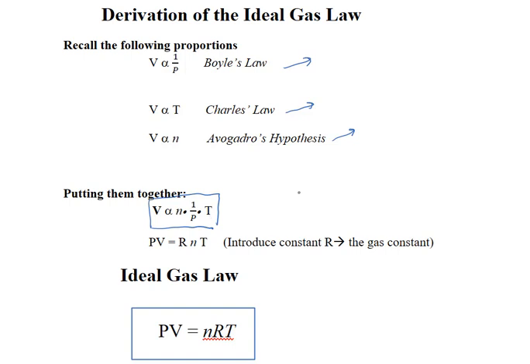Now we also know from previous lessons that in order to change a proportion into an equation, we need to introduce a constant. And the constant that we're going to introduce here is R, which is the gas constant. Now if I clean this up a little bit, I can move my P over to the other side. So I have P times V is equal to RNT. And then traditionally we look at the ideal gas law as written, PV is equal to nRT.